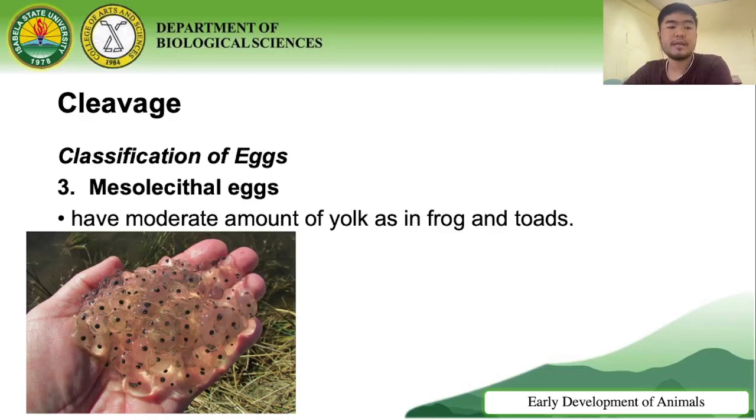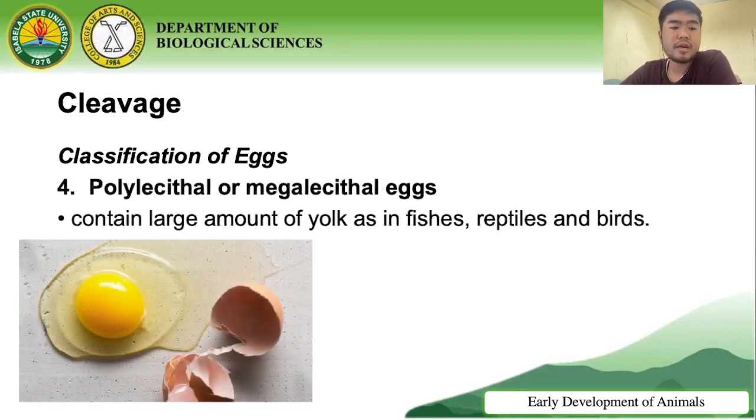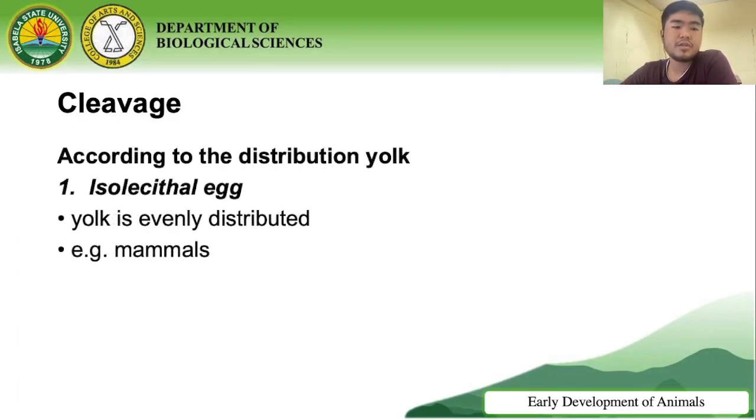Okay, and sa fourth, we have the polylecytal or megalecytal eggs. They contain large amount of yolks as in fishes, reptiles, and birds, because solely they depend their nutrition on the yolk as they mature or develop inside egg. Okay, so this classification naman is according to the distribution of yolk. Kanina dun sa amount ng yolk meron ang eggs. But now, we will discuss kung ano yung different classifications of eggs according to the distribution of yolk.